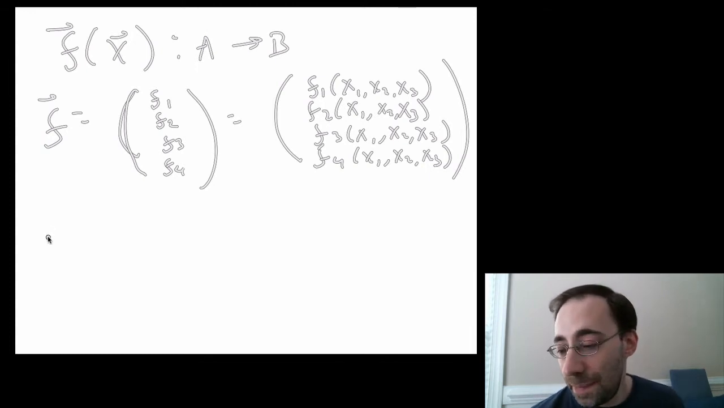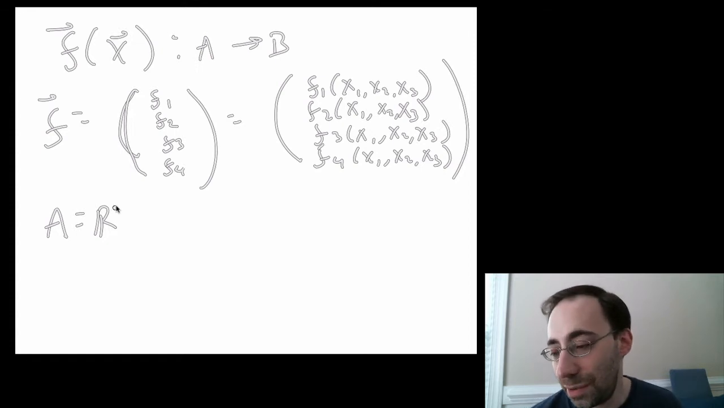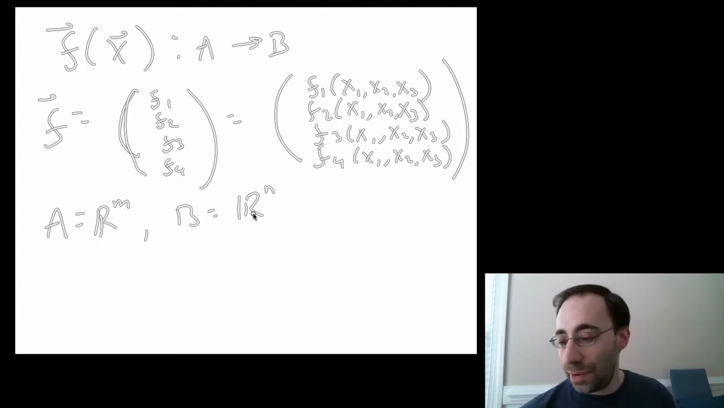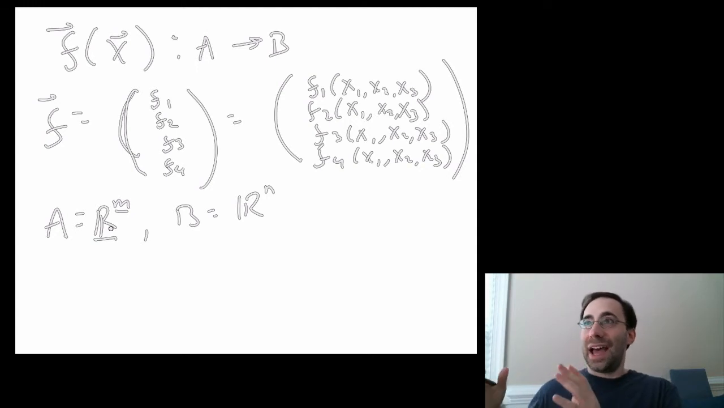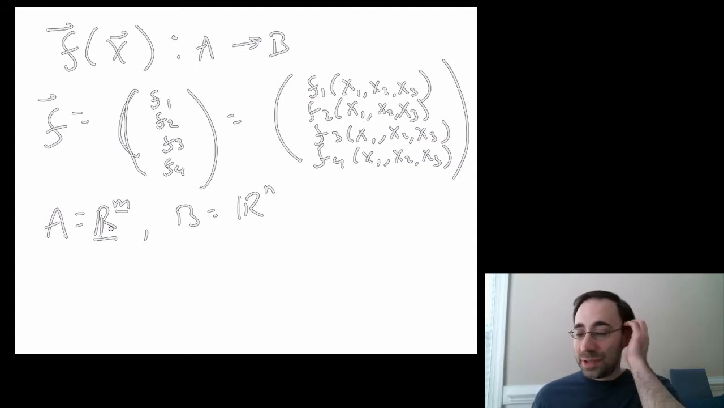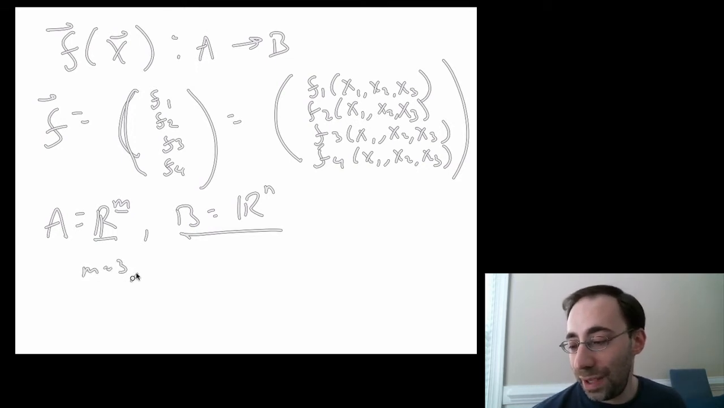Typically, A is going to equal, people often say, the real numbers to the m, and B is going to equal the real numbers to the n. Here, remember, this is the symbol for the real numbers. The superscript means we're in an m-dimensional space, so it's the real numbers attached to the real numbers again and again, m times, and the range has n. Here, m, in our example, would be 3, and n would be 4.